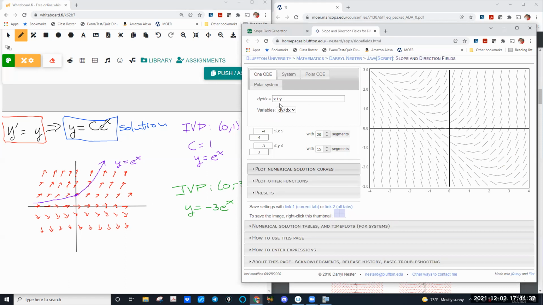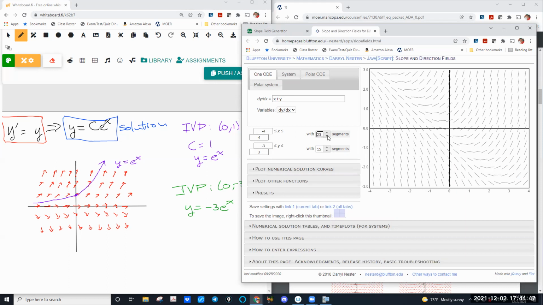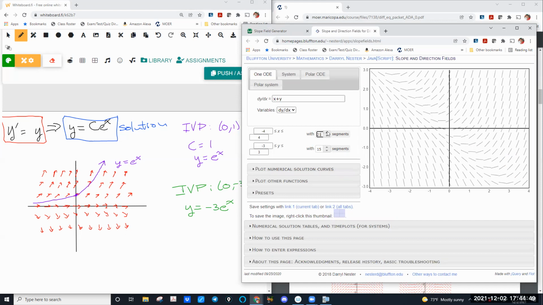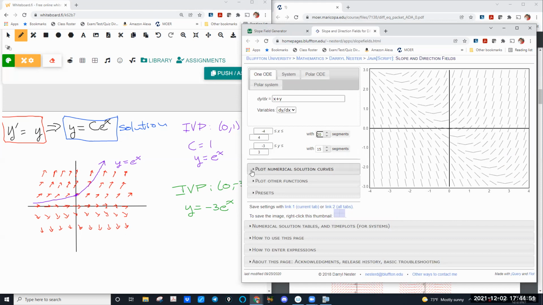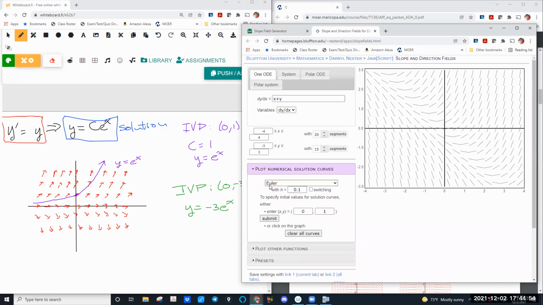Right here is where you put in your differential equation that gives the slope field over here. You can change the dimensions here, and you can change the number of line segments. Now, if you want to put in the curve that goes with it, we're going to be learning Euler's method here shortly. But remember, this is a different differential equation than the one we just did. This is x plus y. That's actually not going to be a differential equation we're solving this semester analytically, but Euler's method, absolutely.